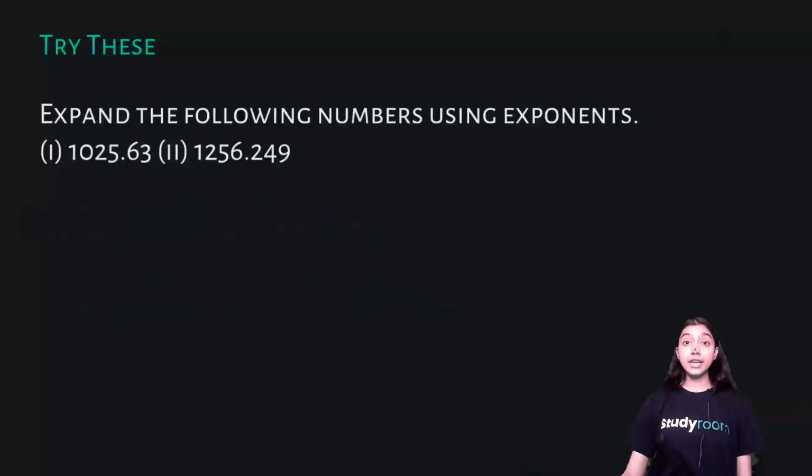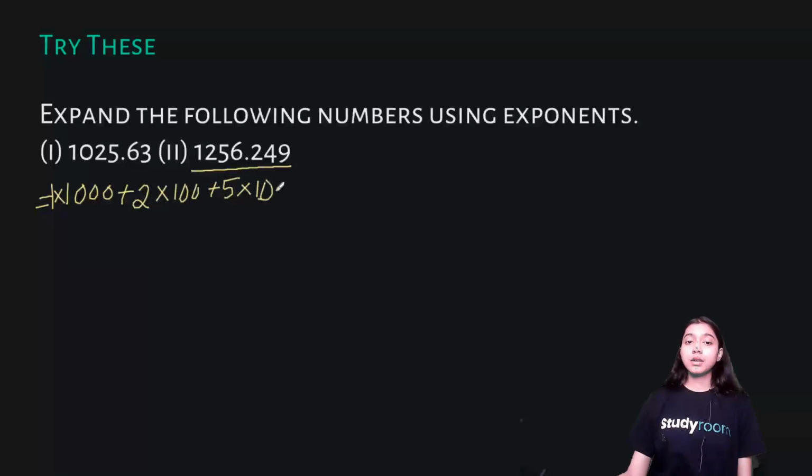Now we have another problem with us, that is 1256.249, and this has to be represented in exponent form. So let's try doing it. 1256 can be written as 1 multiplied with 1000, and then plus 2 multiplied with 100 plus 5 multiplied with 10 plus 6 multiplied with 1.